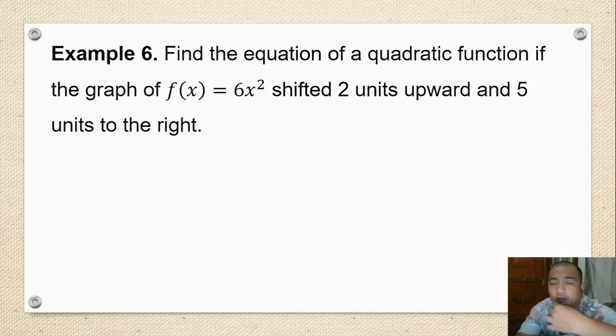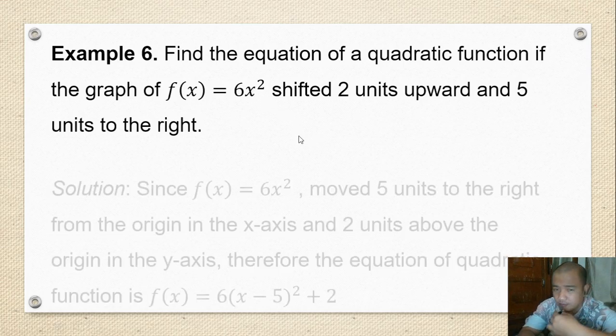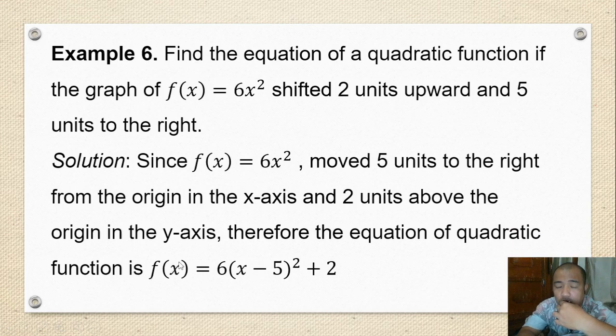Okay, this is from our previous lesson. Translation of the graph of a quadratic function. So if this is shifted 2 units upward, what will be our equation? Plus 2 for k. And if it's shifted 5 units to the right, you subtract 5 from x. So the new equation is f of x equals 6 times quantity x minus 5 squared, plus... okay, wait. That's not right. 2 units upward, so plus 2. 5 units to the right, so minus 5, times 6. Alright, this is an easy problem.